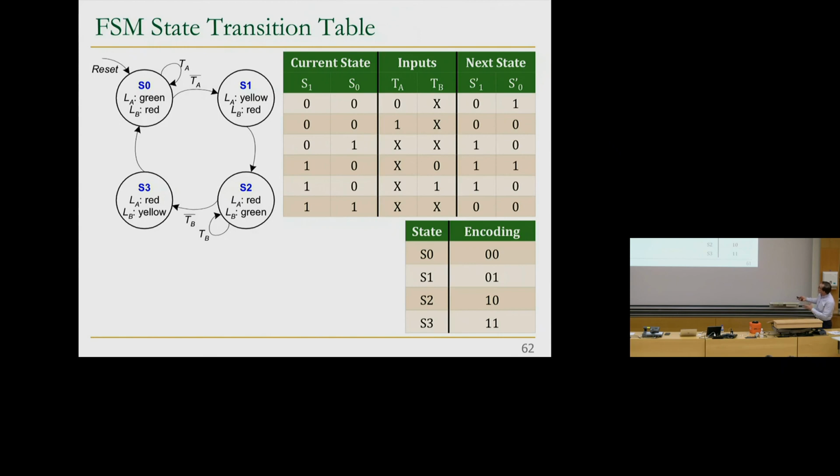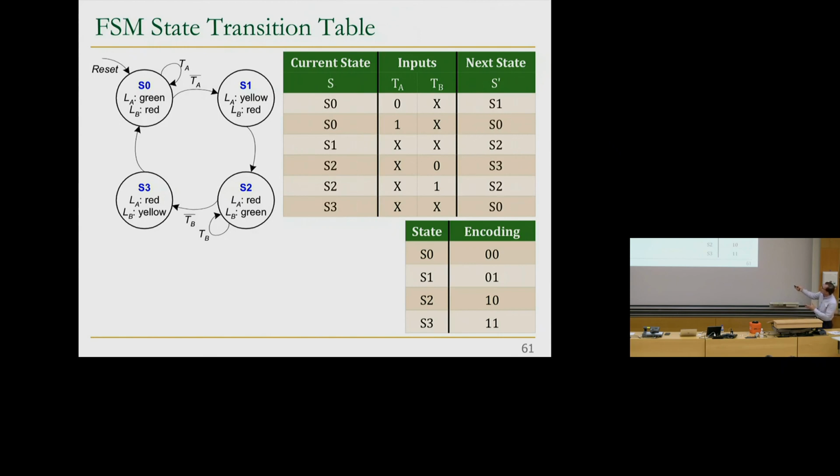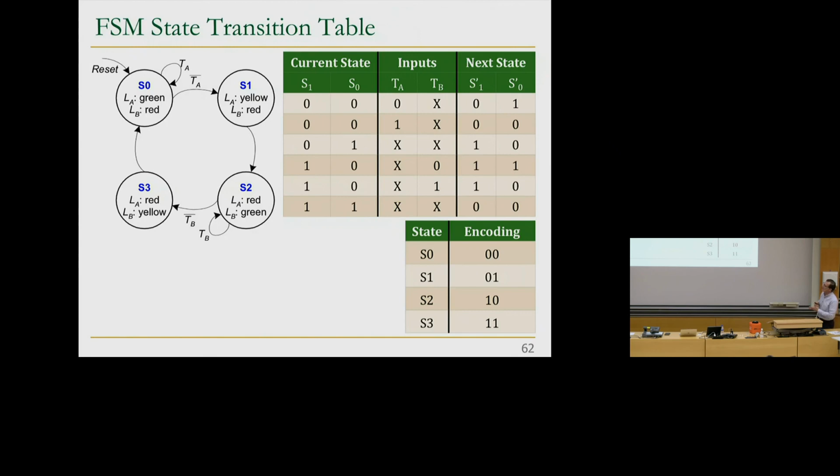Now I've done that encoding. Now I can express these as zeros and ones. Basically, I renamed S0 to 00, S1 to 01, S2 to 10, S3 to 11. I'm going to replace them over here, and this is what I get. Now I get a full truth table.